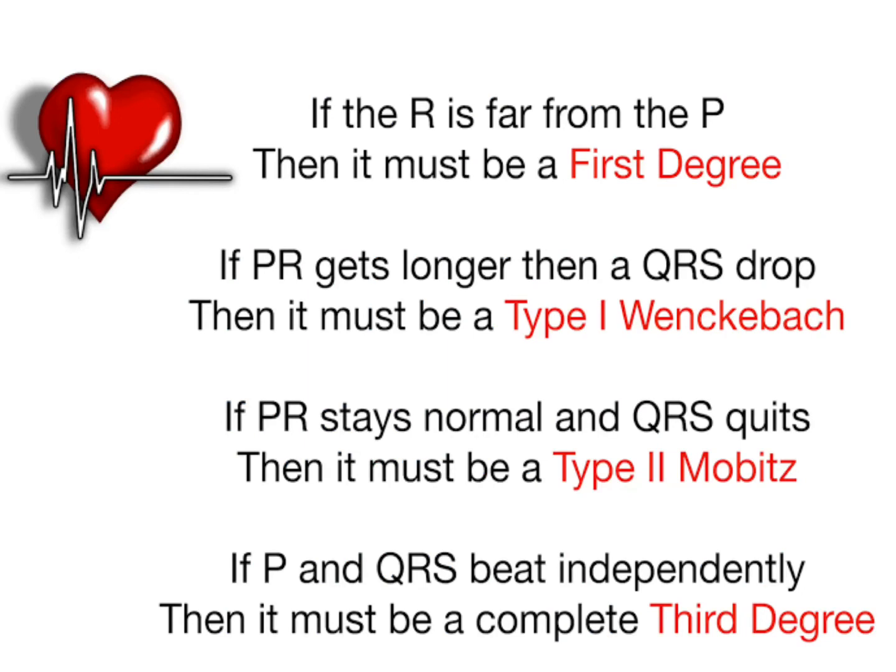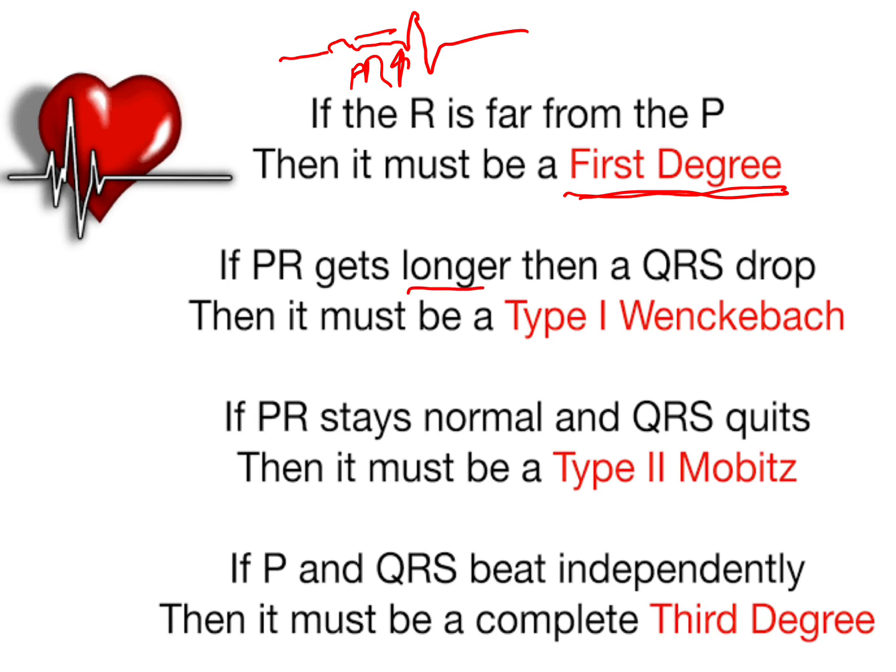So again, coming to the poem for remembering the heart blocks. If you remember this, it will make it easy to remember the heart blocks. If the R is far from the P, then it is a first degree heart block. It means if this is the P wave and the R wave is quite far from the P wave, meaning the PR interval is prolonged, then it is a first degree heart block.